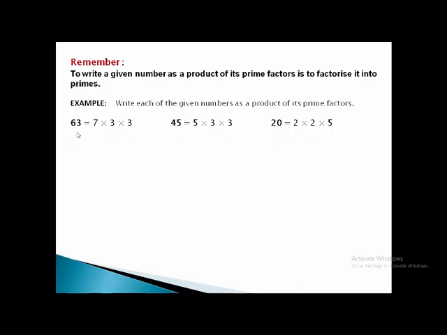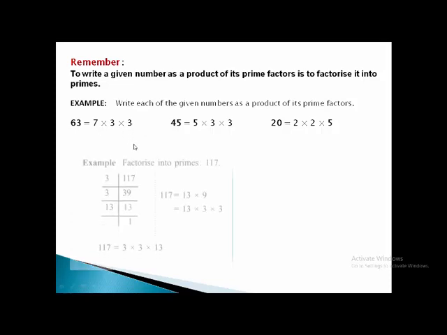Here 3 numbers are given to us: 63, 45 and 20. If you see the factors of all 3 numbers, 7 into 3 into 3, these are the factors of 63. 5 into 3 into 3, these are the factors of 45. 2 into 2 into 5, these are the factors of 20. If you see all these factors, they are prime numbers. Means any composite number we can write in the product form of prime factors.